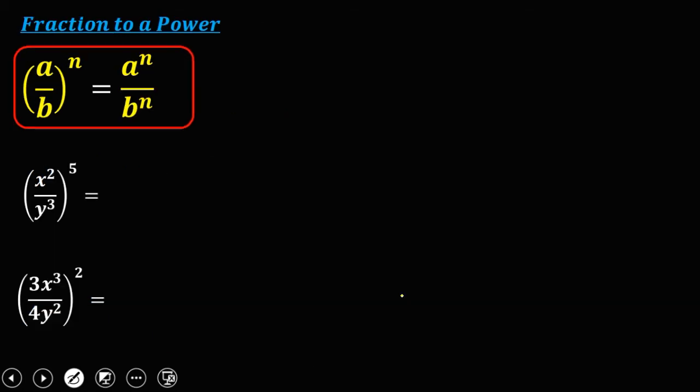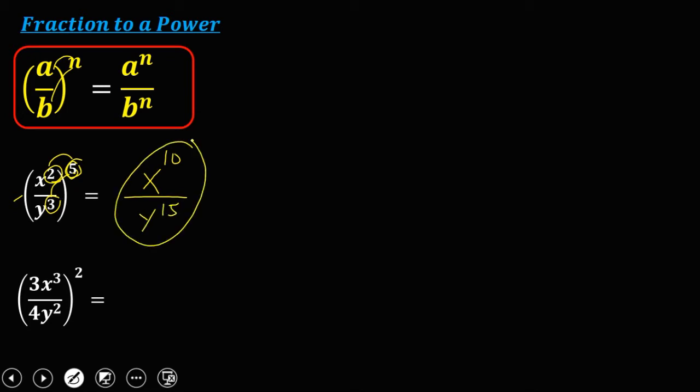Then for fraction to a power, just distribute the exponent to the numerator and denominator. So a over b, all to the power n. So let's have this given. Distribute this exponent to numerator and denominator, but we have this power to power, that's multiply. So x to the power 5 times 2, that's 10, over y, power to power, that's multiply, and that's 15.